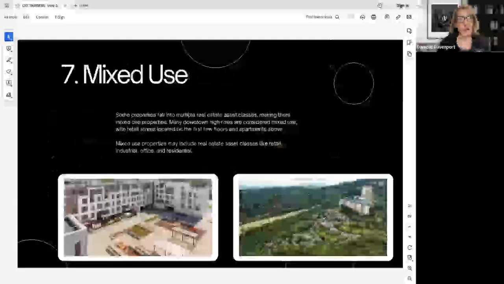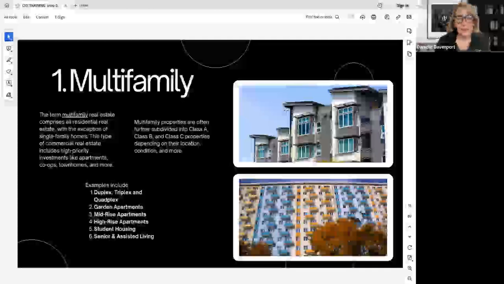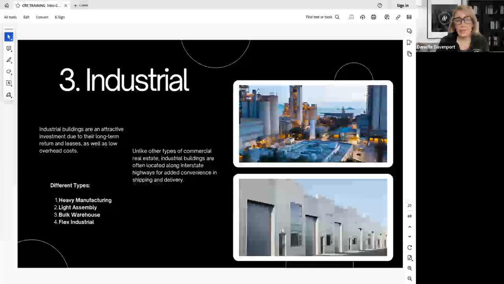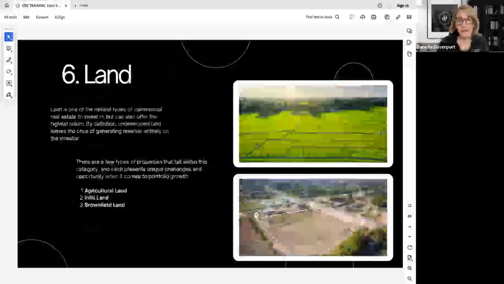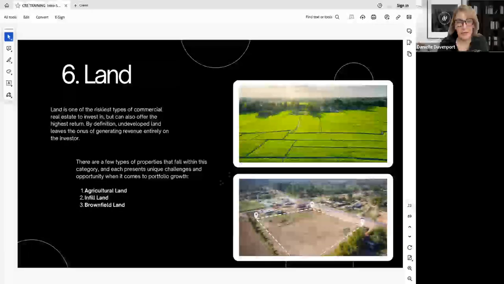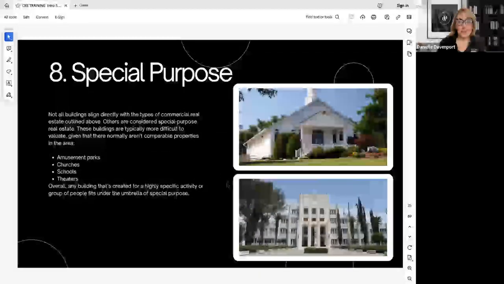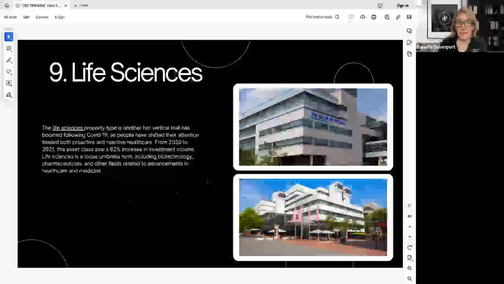So going back here, we talked about the 10, and I'm going to go through them real quick. Multifamily, then we've got office, you got industrial, and Puneet, you mentioned a few of these. Retail, hotels and hospitality. Land is a separate category altogether, and then mixed use. And then special purpose being schools, churches, interesting things like rec centers, that sort of thing. Self-storage is a new one. And then we also have life science buildings, which is a new one.